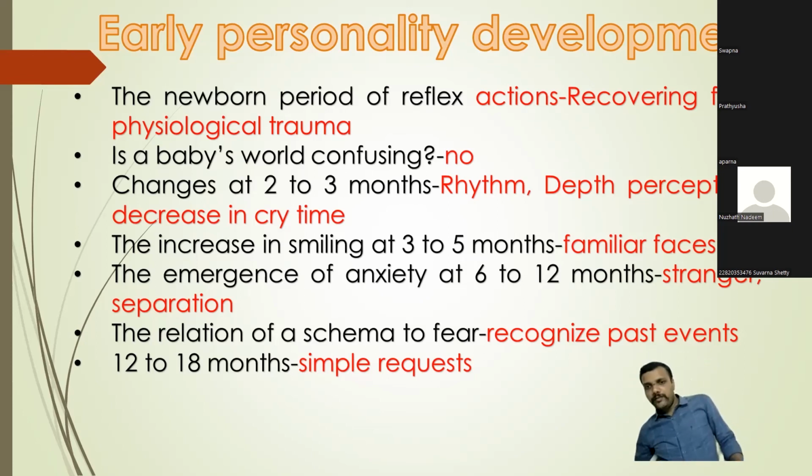Whenever children see familiar faces, they give a smile because they recognize them. And the emergence of anxiety happens at 6 to 12 months of age. Between 6 and 12 months, they develop anxiety whenever the child's mother goes away for a brief amount of time. They recognize it and start crying. They just want their mother to sit or stay beside them.